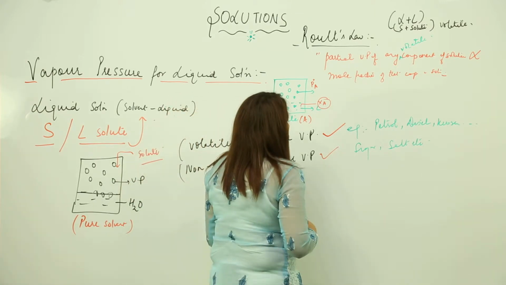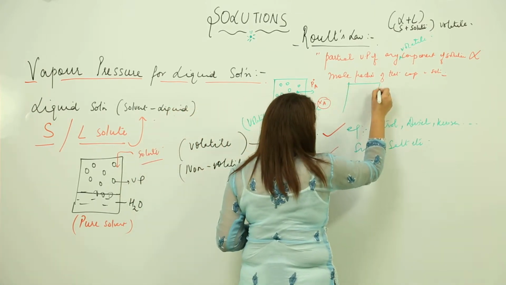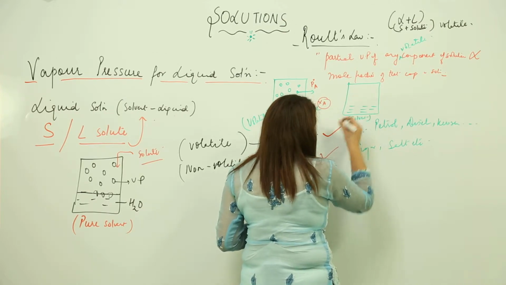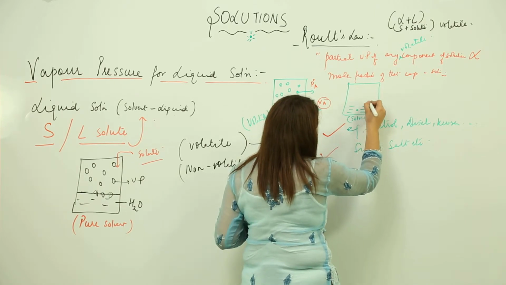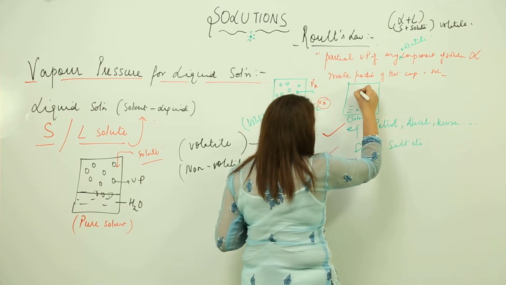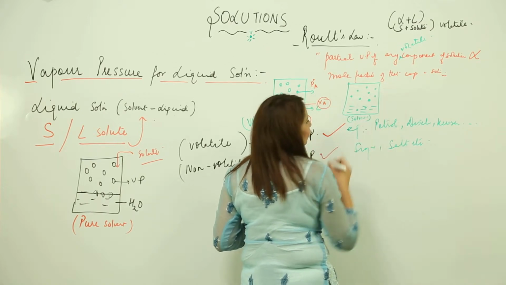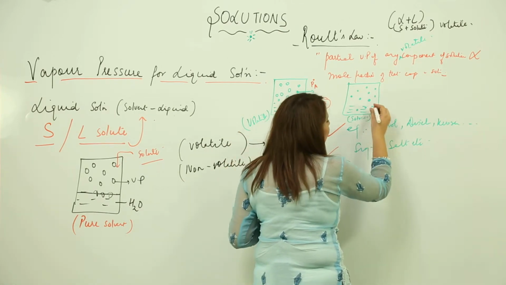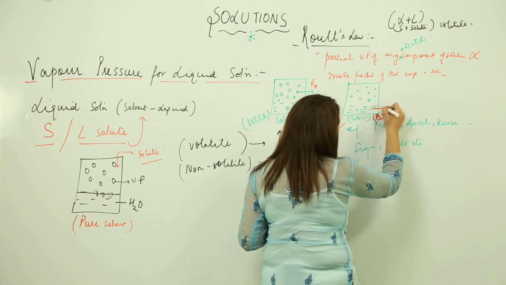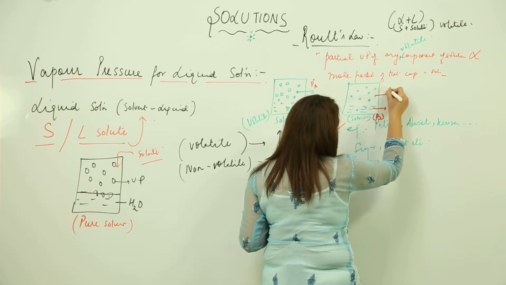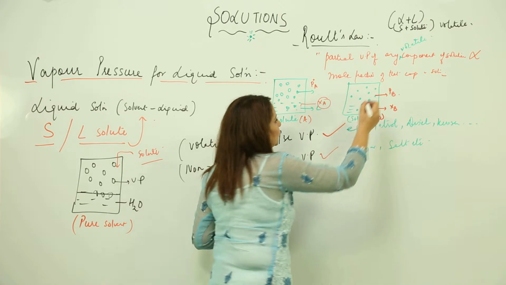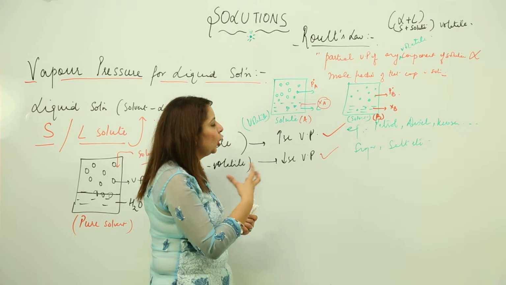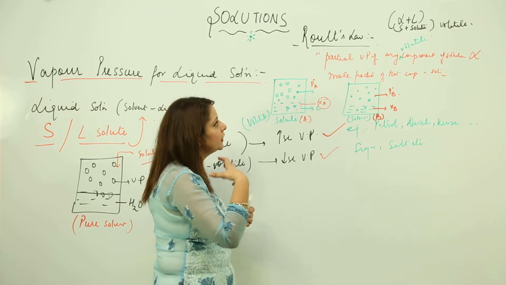Now similarly, let's do it for the solvent. Suppose I have the solvent, again it has a tendency to escape, so it will form vapors. I'll put dark circles. Let us assume the solvent to be B. Let the mole fraction be XB and the partial pressure due to this component B be P naught B.